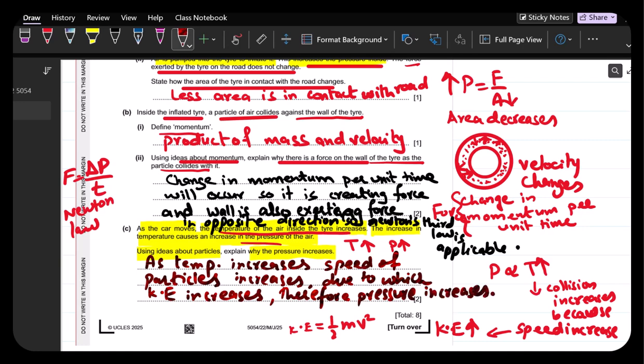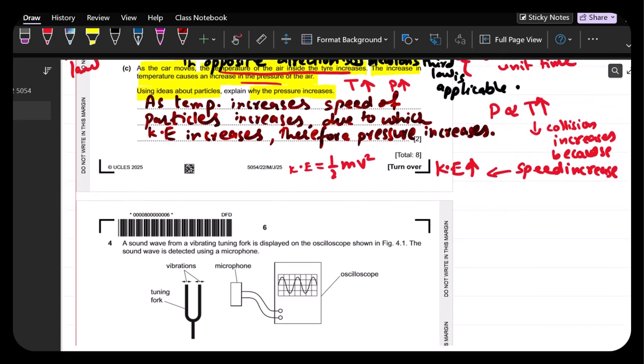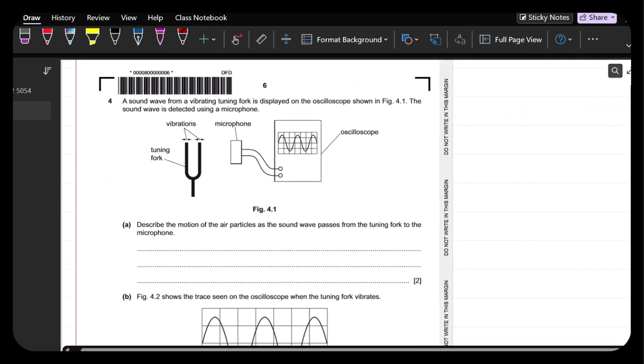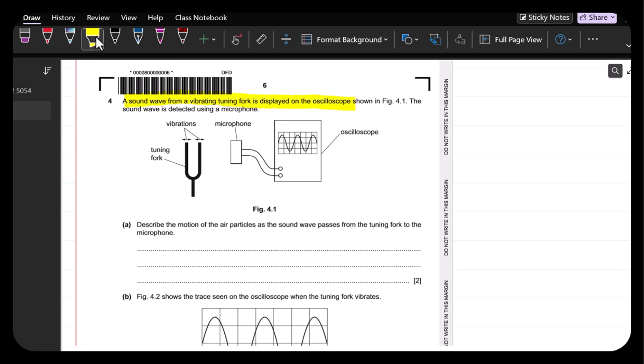We are done with this question. Moving to next question. Question number 4. A sound wave from a vibrating tuning fork is displayed on the oscilloscope. In figure 4.1 you can see this. The sound wave is detected using a microphone. You can see here, this is a tuning fork. Vibration is going to occur here at these ends of the tuning fork.